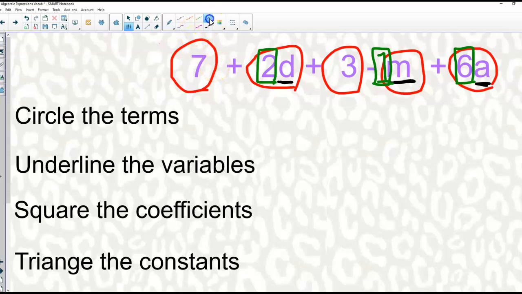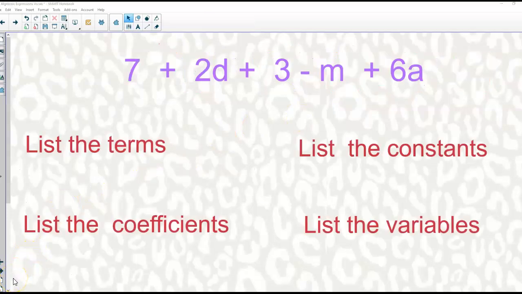And then finally, put a triangle around the constant. Constant is your number alone. So my number alone would be this, and my number alone would be 3. Okay, great job. One last way to look at it is maybe you're not asked to circle them. Maybe you're asked to list them. So let's try one like this.